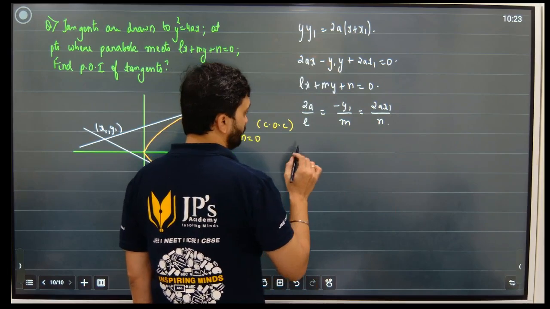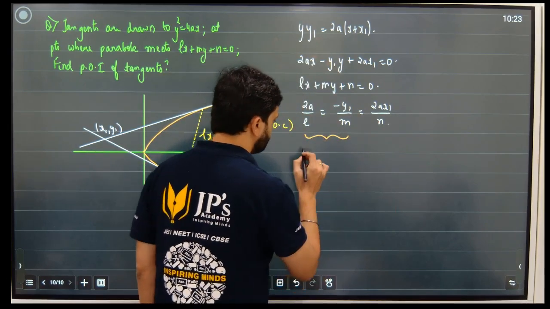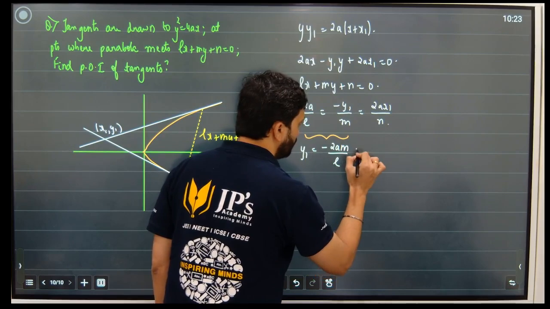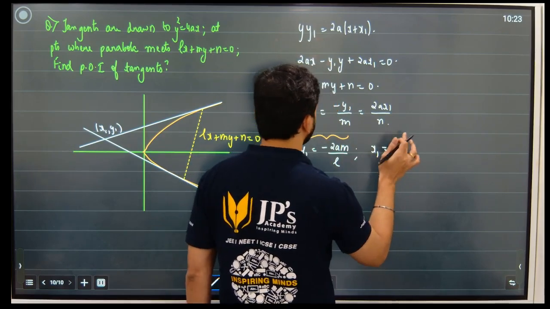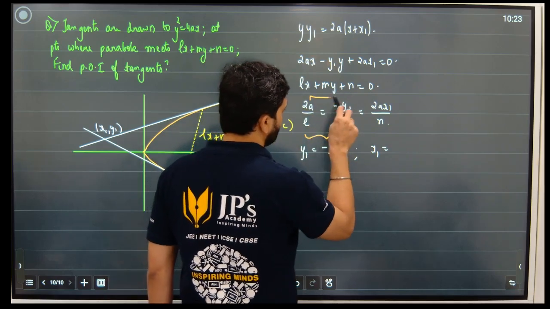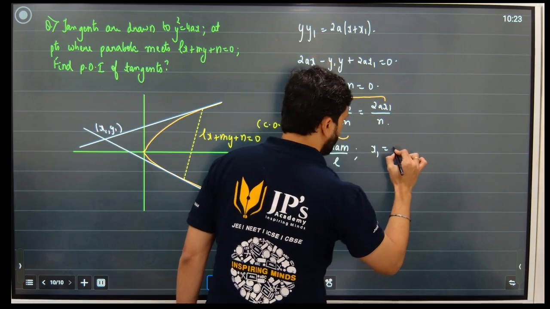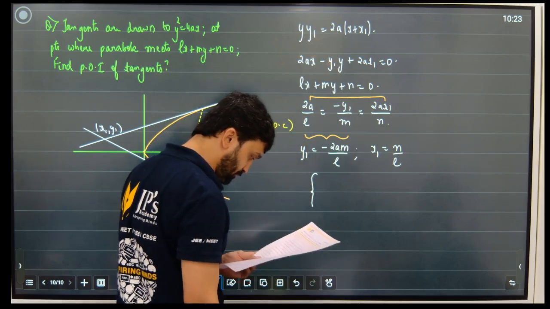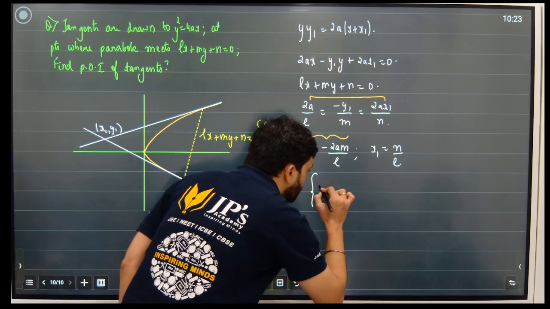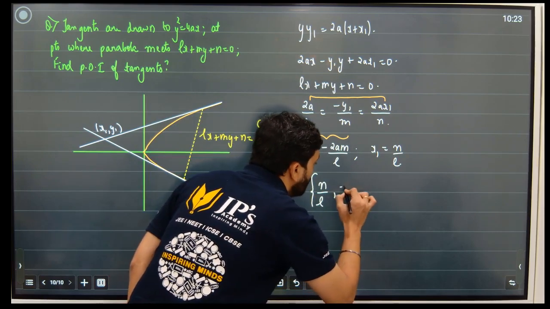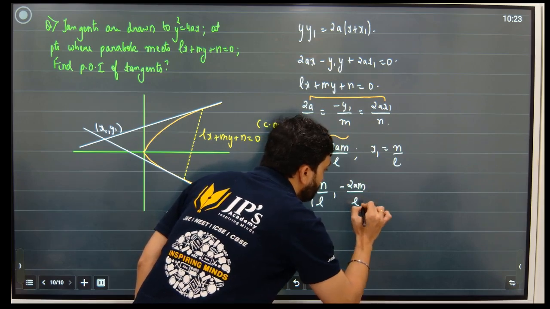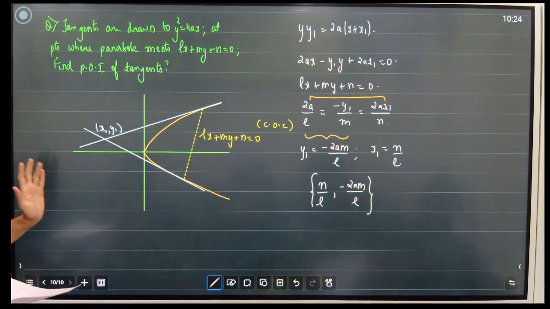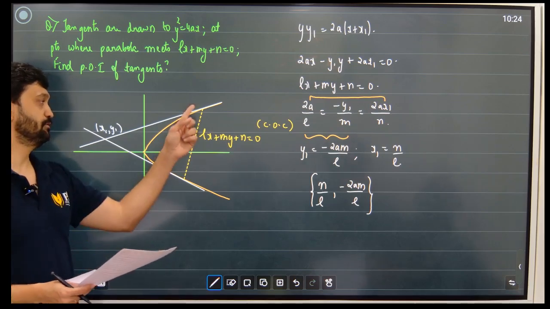And if I have to find x1, y1, I'll equate these two first. So y1 will become minus 2am upon L, and x1 will become, if I compare this and this, n upon L. So therefore, find the point of intersection of these tangents. Therefore the point of intersection of these tangents is n upon L, comma minus 2am upon L.